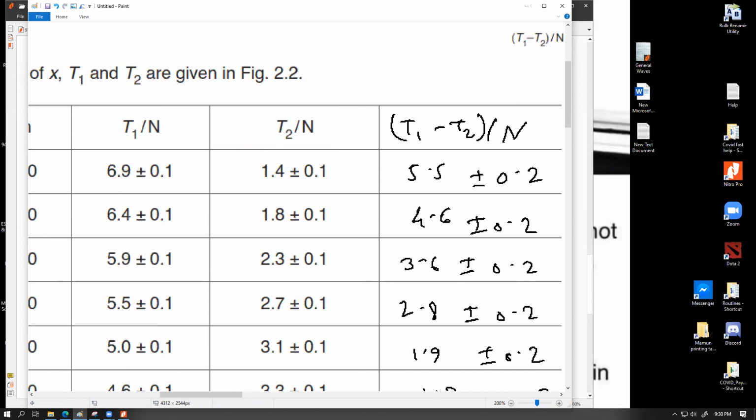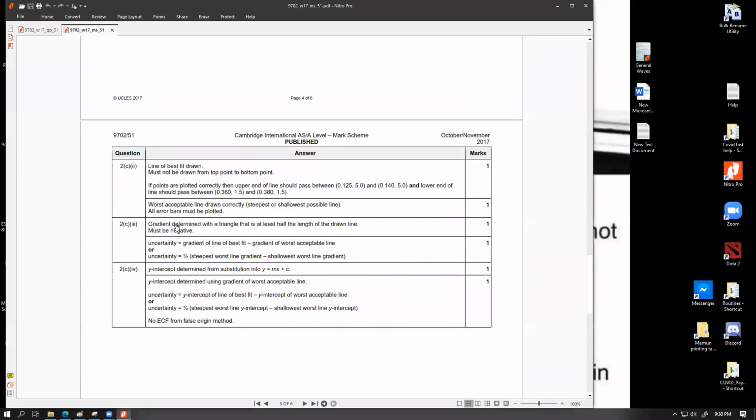আচ্ছা ঠিক আছে। আচ্ছা, then it says gradient determined with a triangle that is at least half the length of the line drawn must be negative, so এটা must পাবো। Uncertainty equals to gradient of base fit line minus gradient of worst acceptable line, অথবা এই যে এই পয়েন্টটা আমি বলছিলাম যে আমরা দুইটা লাইন কেন আঁকি, আমরা gradient uncertainty এভাবে বের করতে পারি, this is personally what I prefer always, or we can also find it by the half of the difference of the two worst fit lines.